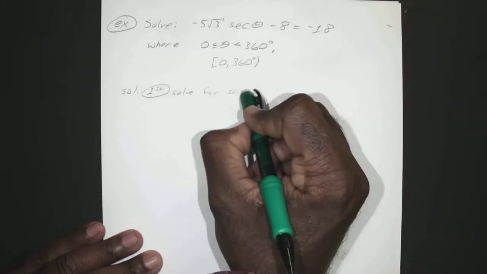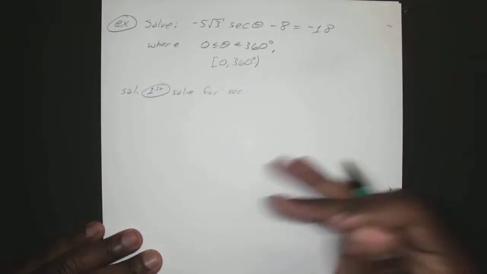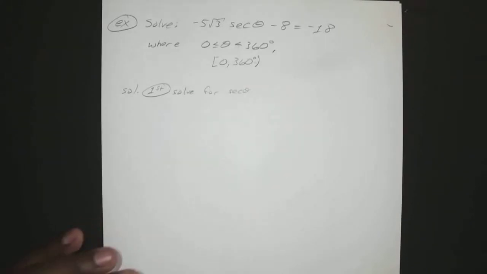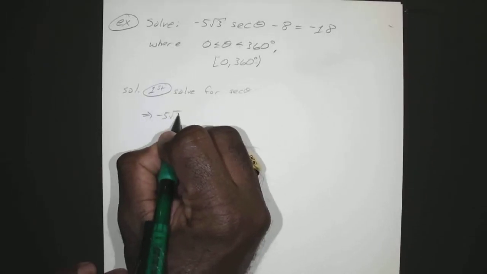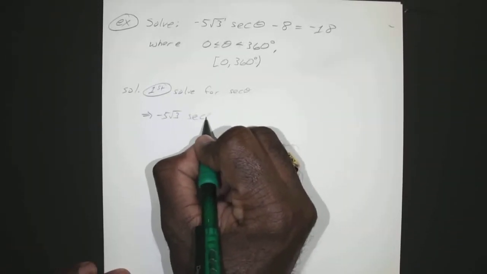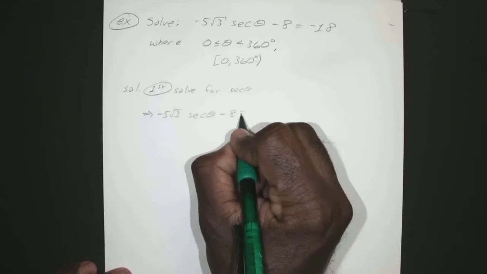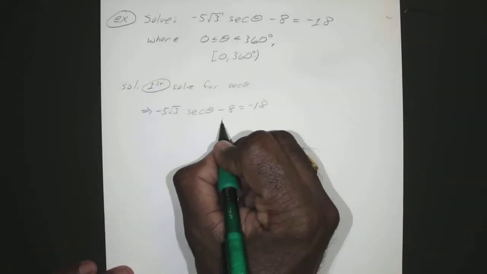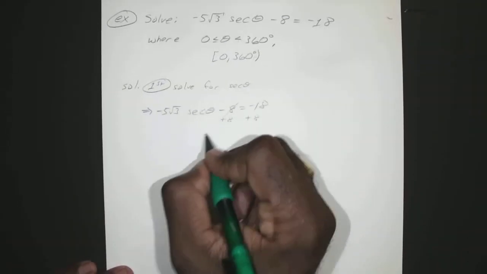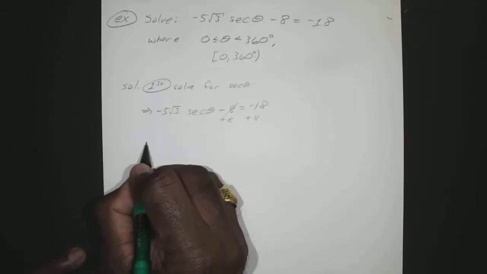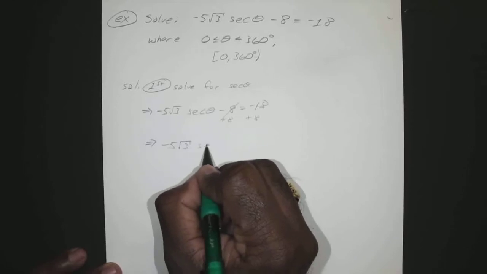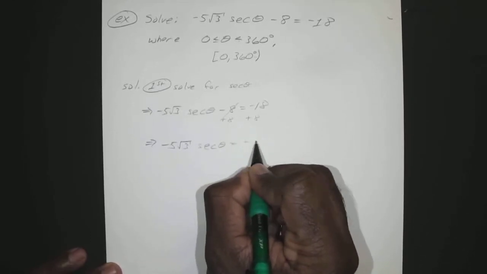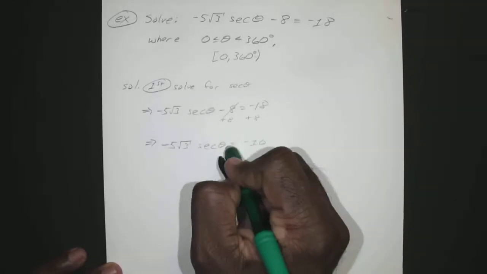Let's say secant theta instead of writing out the whole thing. Okay. So we solve for our secant of theta. So we have our -5 square root of 3 secant of theta minus 8 equals -18. Add 8 to both sides. So we have -5 square root of 3 secant of theta equals -10. So clean that up a little.